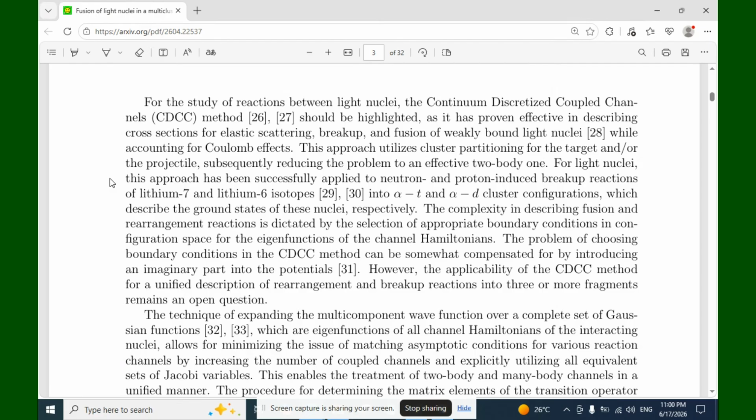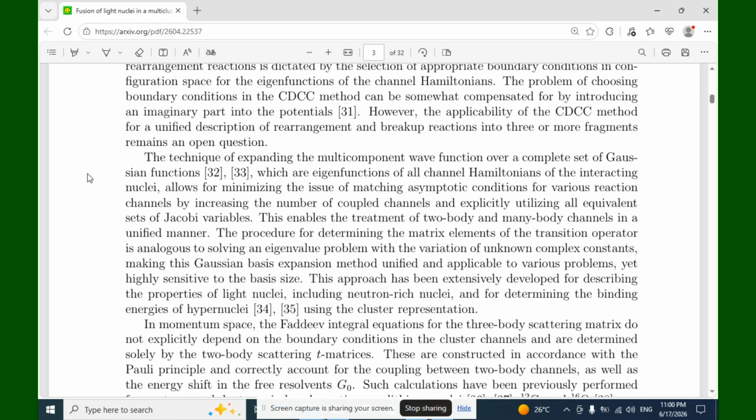The problem of choosing boundary conditions in the CDCC method can be somewhat compensated by introducing an imaginary part into the potentials. However, the applicability of the CDCC method for a unified description of rearrangement and breakup reactions into three or more fragments remains an open question.